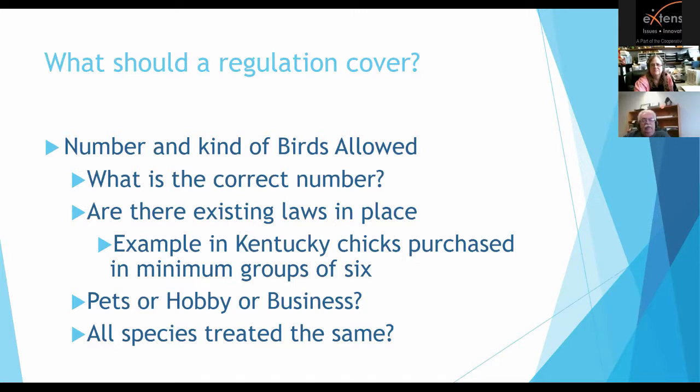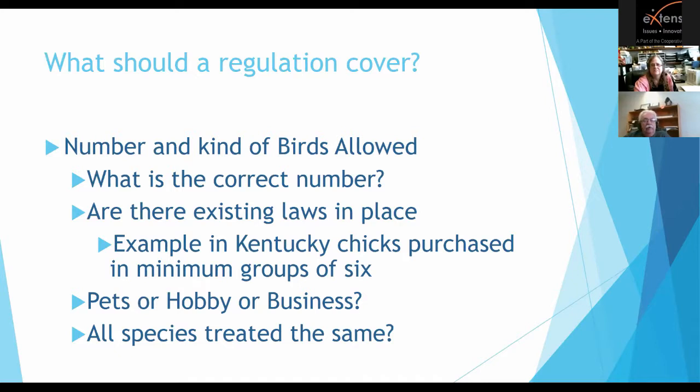And there may be existing laws in place that dictate what the correct number is. An example here in Kentucky, chicks have to be purchased in minimum groups of 6. So a minimum number of birds would probably be 6. And then we have to look at, when we talk about number of birds, are we talking about pets? Are we talking about hobby flocks? Are we talking about a business? What are we talking about in regards to allowing with the regulations? That helps you determine what is the correct number.